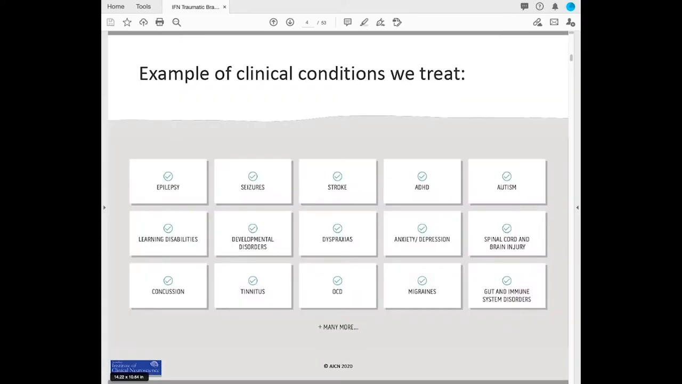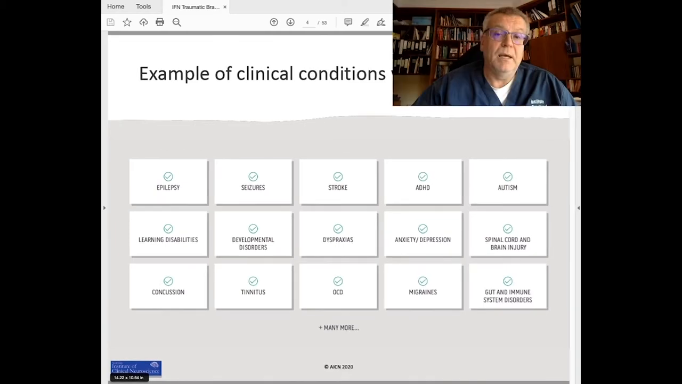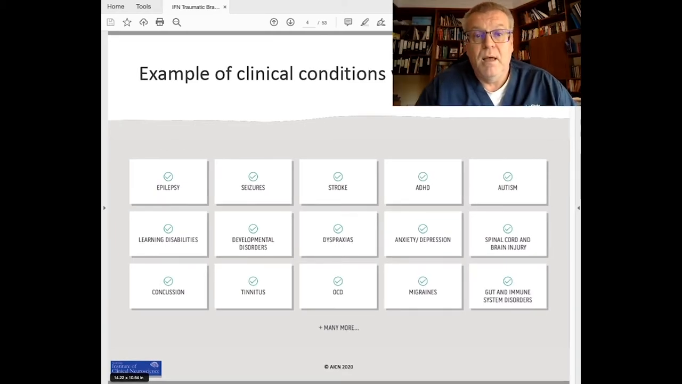Over the course of the last 10, 12 years, we've treated a large variety of different types of symptoms and conditions, which we have outlined below in the slide. We've had some pretty good results with epilepsy, seizures, strokes, ADHD, autism, learning disabilities, developmental disorders of all types, dyspraxias pretty much of all types, anxiety, depression, spinal cord and brain injuries, concussions, OCD, and the list goes on and on.